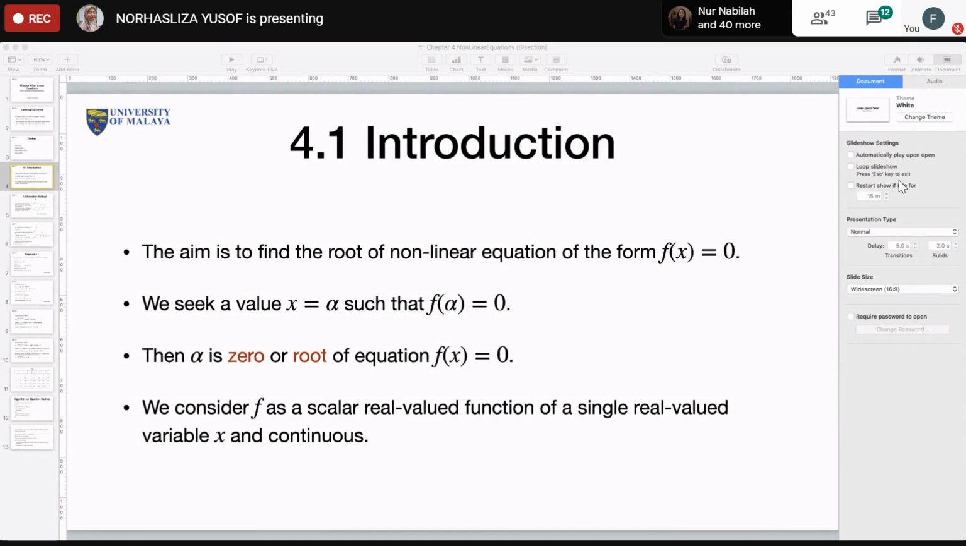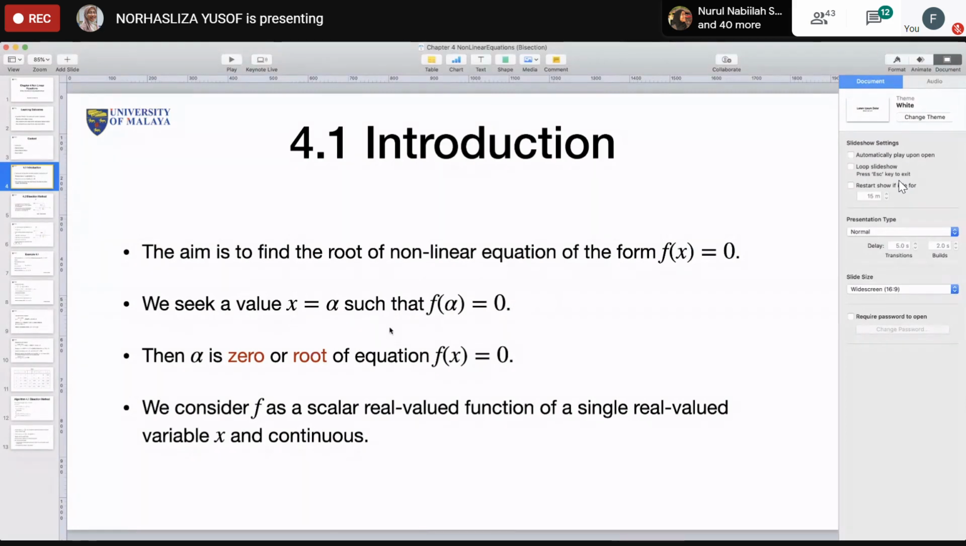But for a nonlinear equation, the idea is to really find the root or solution of the function when the function is equal to 0. Usually our root is defined as alpha. So alpha is your root, which makes whatever nonlinear equation equal to 0. Here, we consider our function to be scalar, not vector.